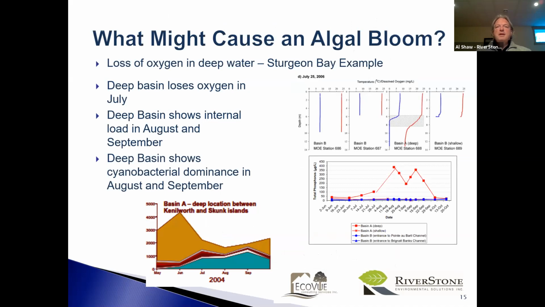This is some data that has been presented previously in the causation study for Peninsula Lake. It's an example of an algae bloom and details for that happened in Sturgeon Bay.